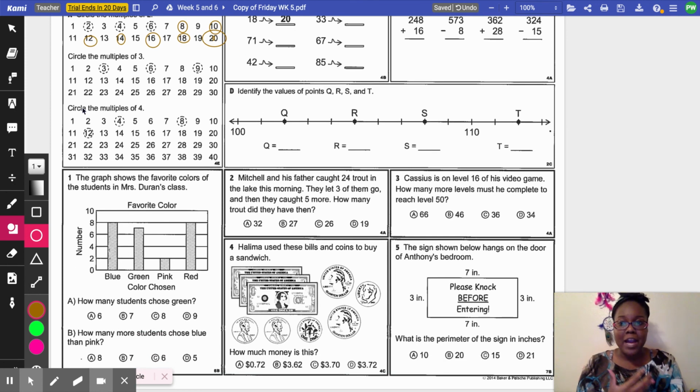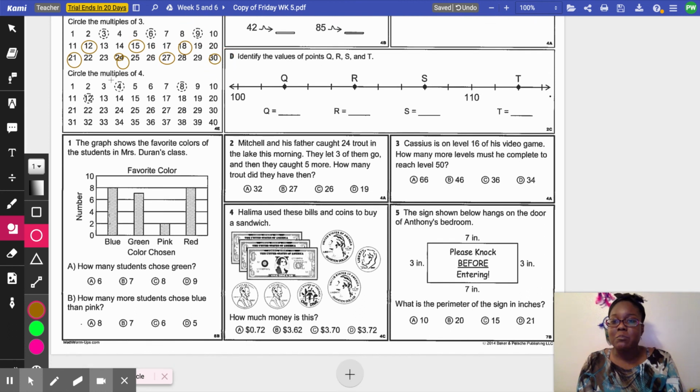All right, let's try multiples of 3. If you don't know how to count by 3s, you can just count 3 numbers in between. If you're at 3, you could count 3 more: 1, 2, and circle the third one. 1, 2, 3, 9. 1, 2, 3, 12. 1, 2, 3, 15. The next one is 18, 21, 24. That didn't circle correctly. 27, and then 30.